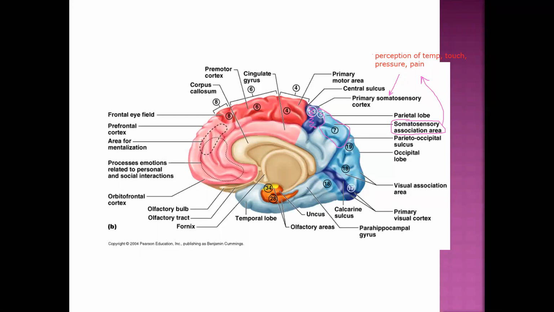Okay, then we go to vision. So here is where we see from. So this is our primary visual cortex. This is where the input from our eyes will go, but then this is where we understand what we're seeing.